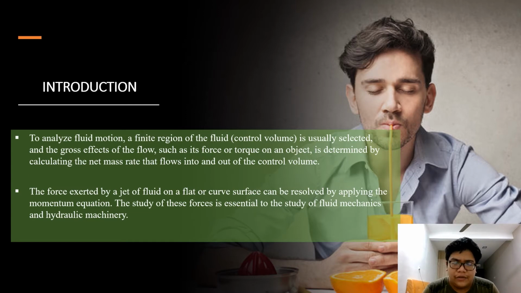So this experiment is to analyze fluid motion. A finite region of the fluid, the control volume, is usually selected, and the gross effect of the flow, such as its force and torque on an object, is determined by calculating the net mass rate that flows in or out of the control volume. Next, the force exerted by a jet of fluid on a flat or curved surface can be resolved by applying the momentum equation. The study of this force is essential to the study of fluid mechanics and hydraulic machineries.